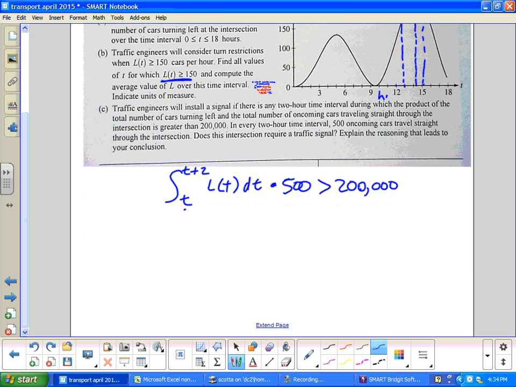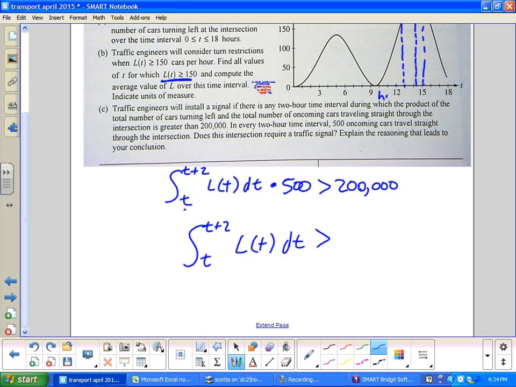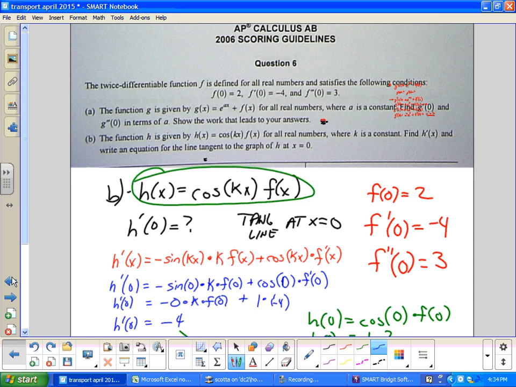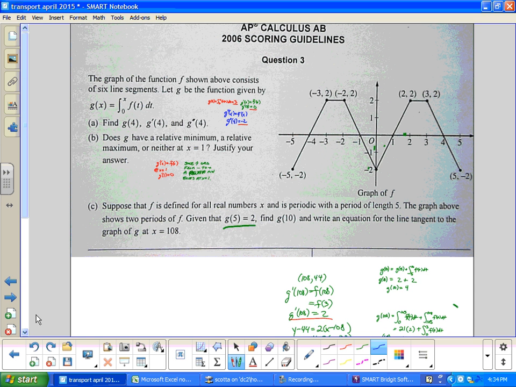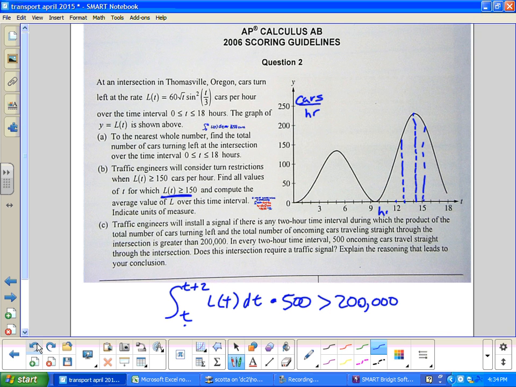So I would just go back to t to t plus 2. I would divide both sides by 500. There's no reason for us to carry that around. This is a complicated problem. 200,000 divided by 500 is 400. So I'm looking for anywhere where the integral of L(t) is greater than 400. All right. Oops. Actually, let me move pages.